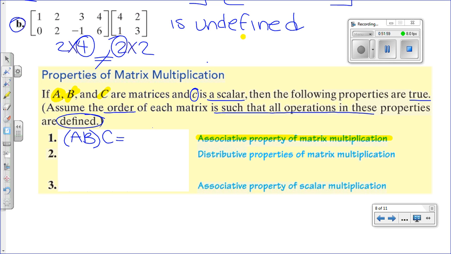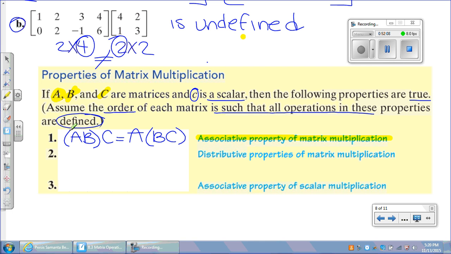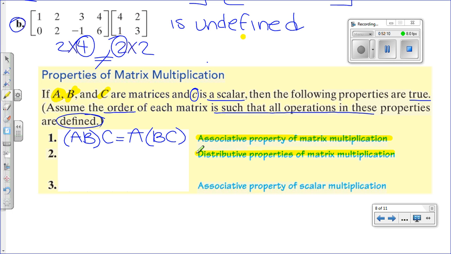Or you could do the following: multiply the second and third, and then multiply by the first, and you will get the exact same thing. Then we have the distributive properties of matrix multiplication. We're going to go over 2.